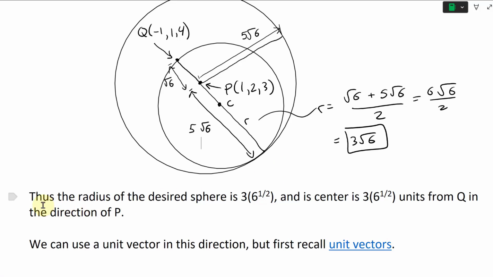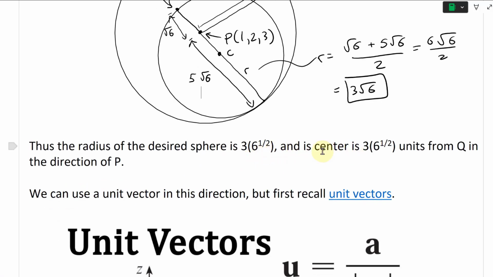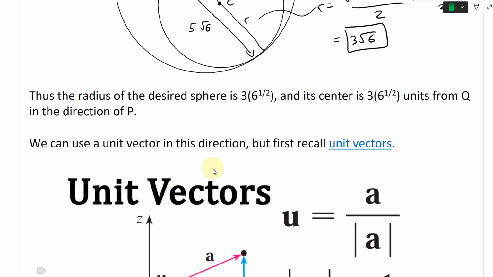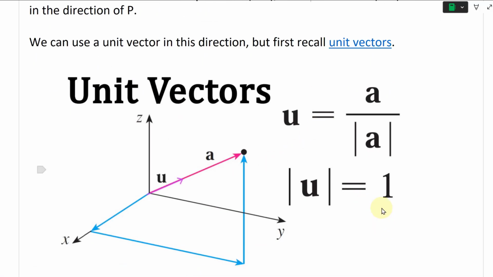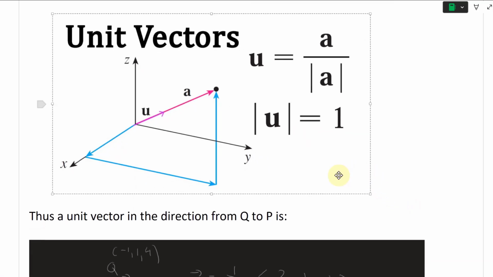So basically, thus the radius of the desired sphere is 3 times square root 6, and its center is 3 times square root 6 units from Q in the direction of P. So it's going down here like that. We could use a unit vector in this direction, but first recall unit vectors from the earlier video. So, unit vector right here.